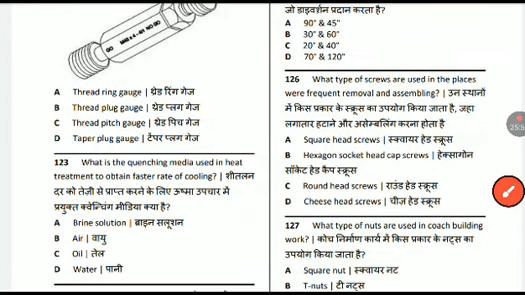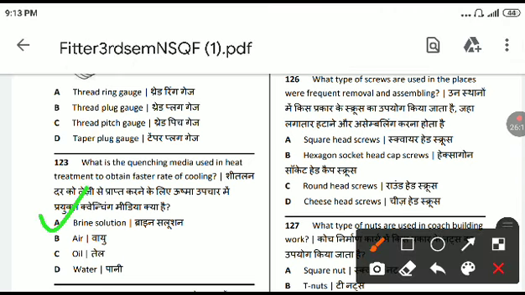What is the quenching media used in heat treatment to obtain faster rate of cooling? Option A, brine solution. Option B, air. Option C, oil. Option D, water. Brine solution. Option A.